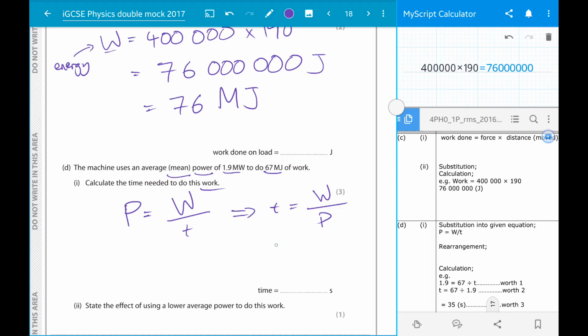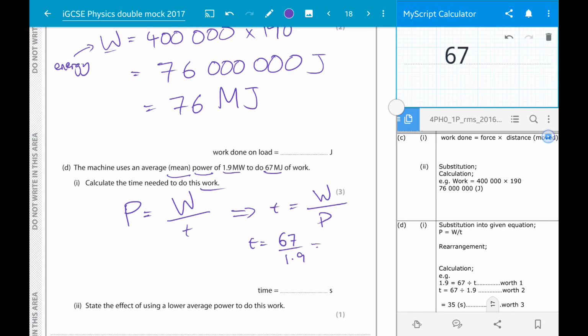So we have work is, not left a lot of space to do this, time is 67 megajoules divided by 1.9 megawatts. Now, because mega means million, you're doing a million divided by a million, so you don't have to actually convert. You could just leave your values as they are, and you're going to be fine. Sorry, I said 76, I meant 67 divided by 1.9.